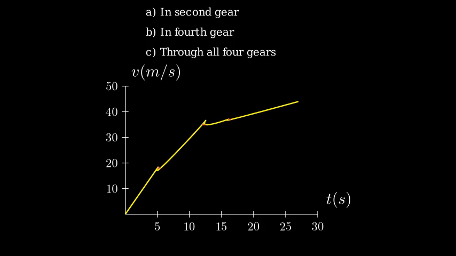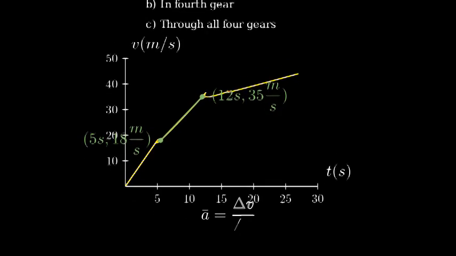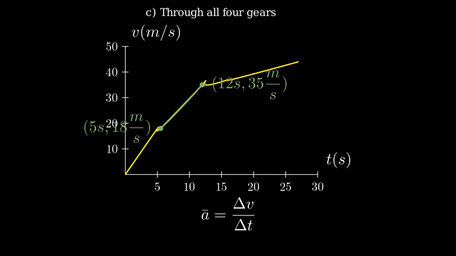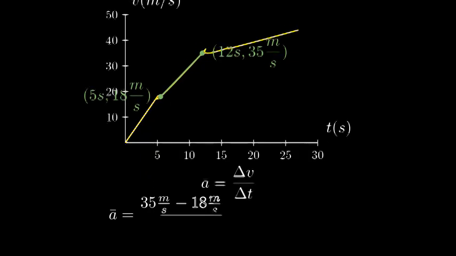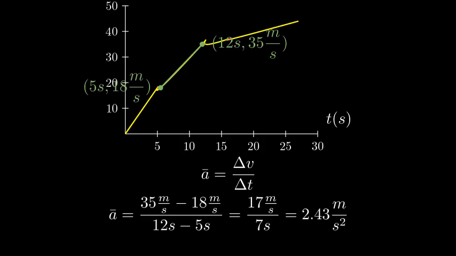Let's first find the average acceleration in second gear. Second gear starts at about 5 seconds and 18 meters per second and ends at 12 seconds and 35 meters per second. To find the average acceleration, we use the formula. Average acceleration equals change in velocity divided by change in time. Plugging in our numbers, we get 17 meters per second divided by 7 seconds, which equals 2.43 meters per second squared.